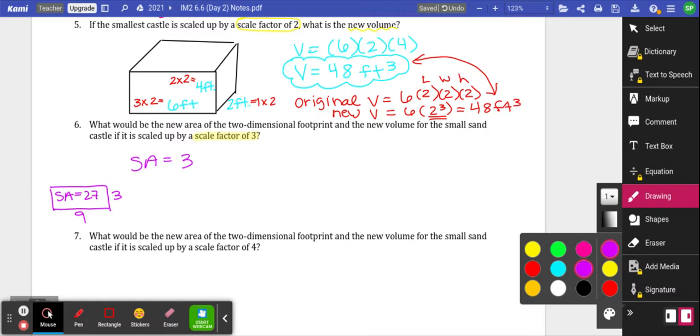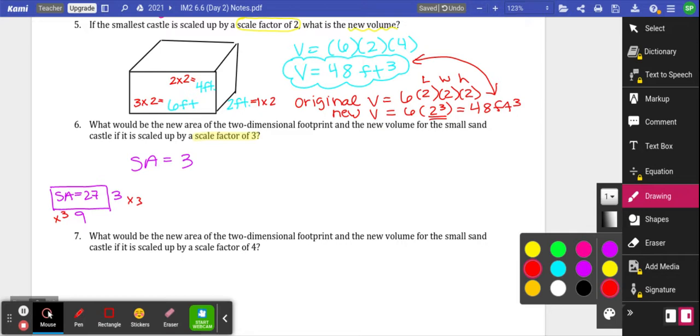But if we do our shortcut here, basically what we did was we took our length and our width and we multiplied by 3, right? And so if we take 3 times 3, which is also known as 3 squared, and multiply that by our original surface area, then we can get our new scaled up surface area.